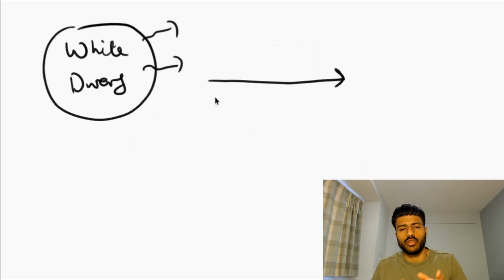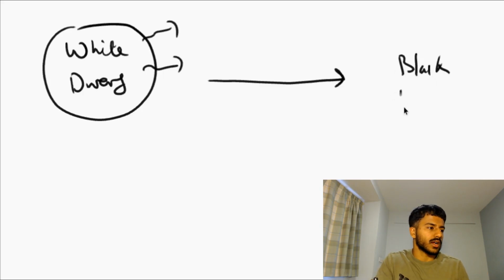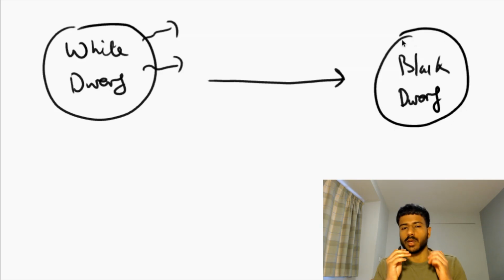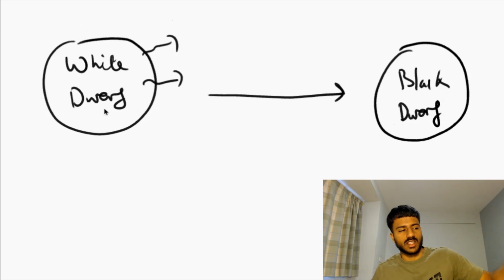But once the white dwarf loses all of its photons, it's no longer emitting anything. So it's now going to be called a black dwarf. And a black dwarf is simply just the same as a white dwarf, which is the core at the end of our sun's life cycle. But now there are no photons being emitted. That is the final stage for stars that are similar to our sun.